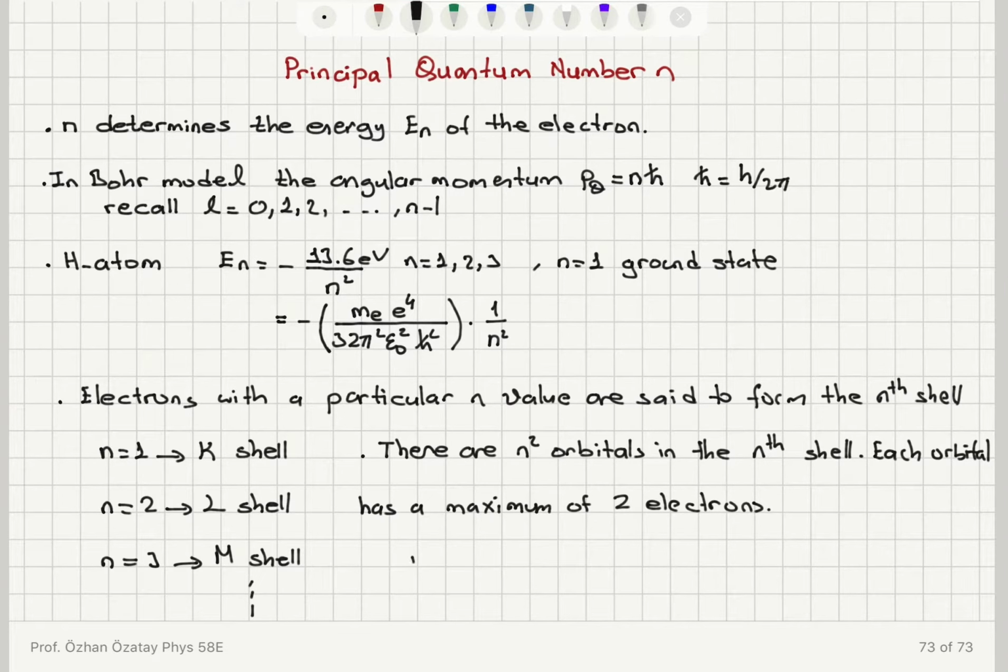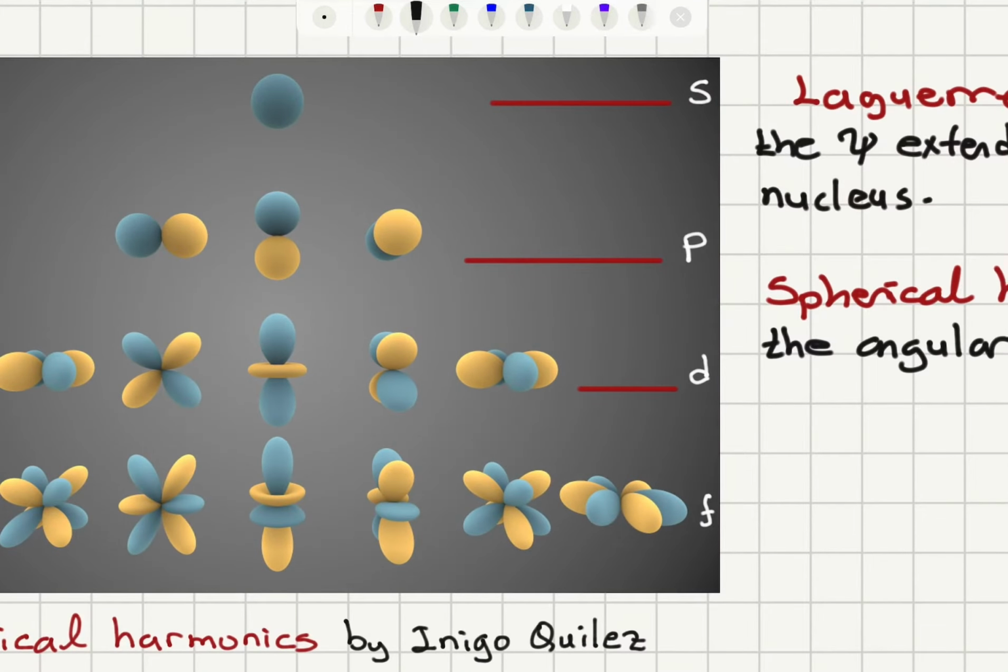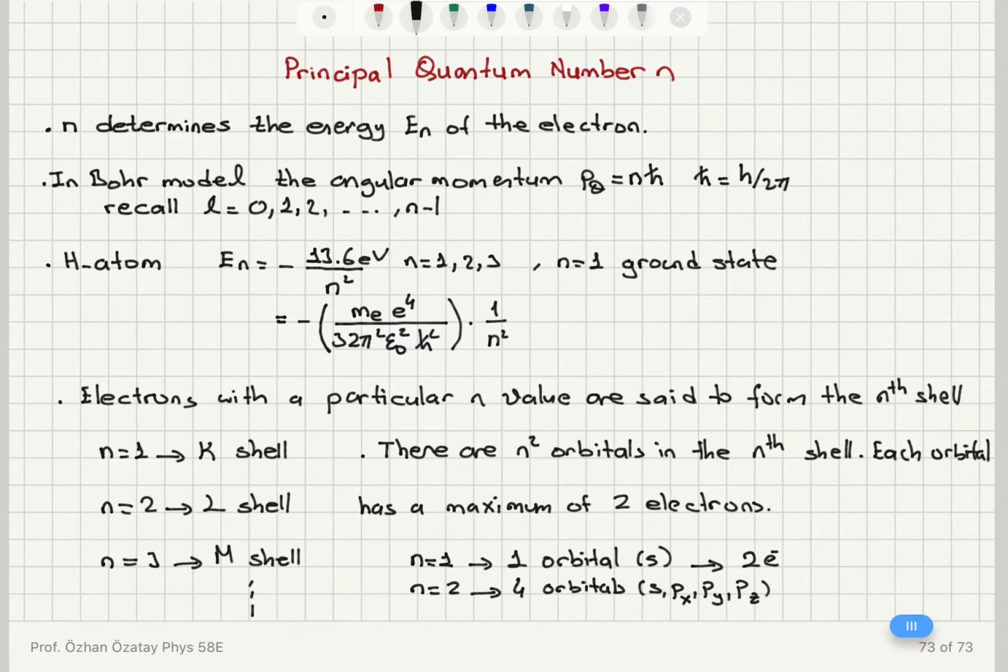So for example, when you have n equals 1, the K shell, there is only one orbital, which is the s orbital, and that accommodates 2 electrons. If you have n equals 2, that has 4 orbitals, and these are s, px, py, pz orbitals, and these we have seen here. They can accommodate a maximum of 4 times 2, 8 electrons.